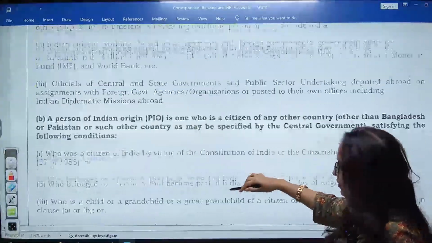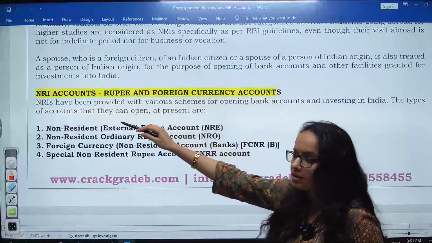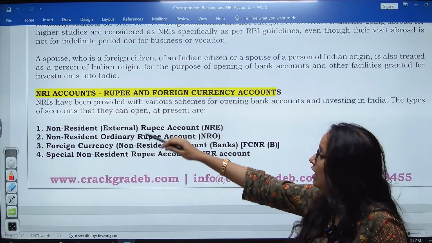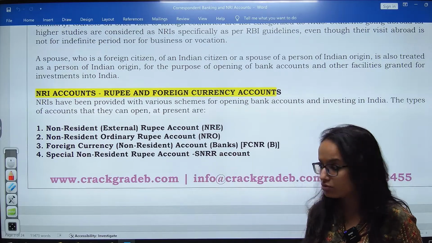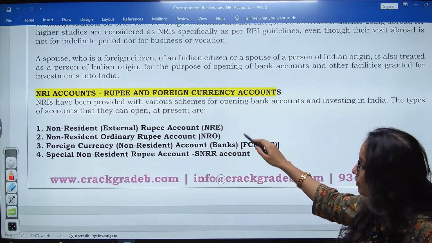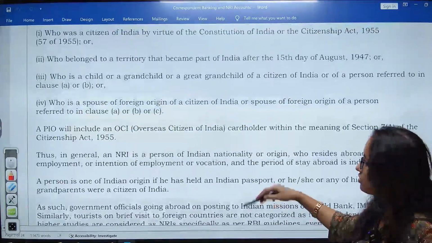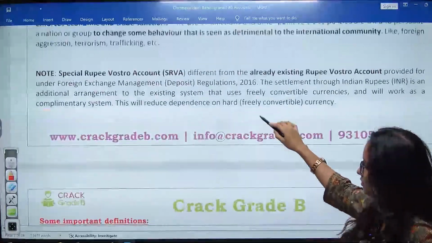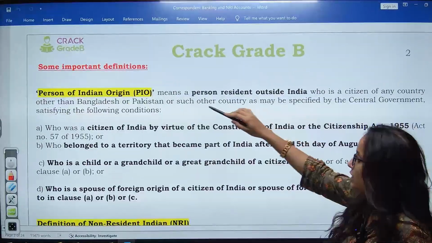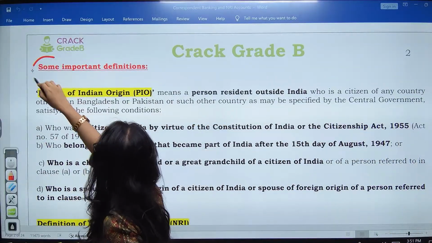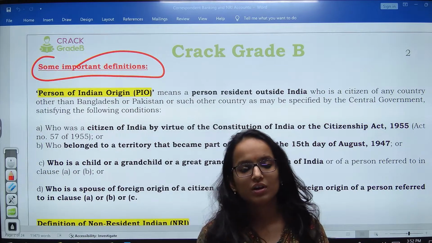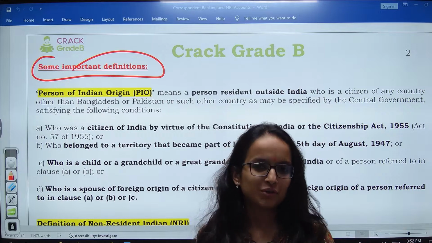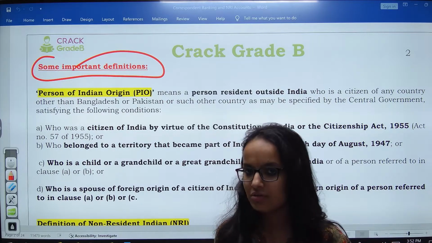So after understanding the definitions, we will look into this section. This is very important. Direct questions have been asked in the exam on all the types of NRI accounts. But to understand these NRI accounts, you first need to understand some of the definitions. So that's why the title is some important definitions. I know it is a bit monotonous, because these are just laws, but we have to do it. We don't have any shortcuts to hard work.